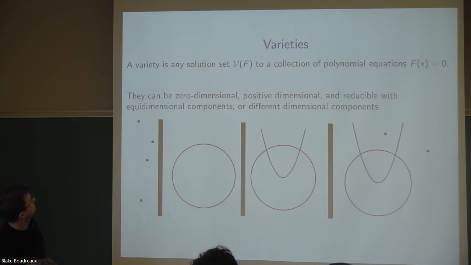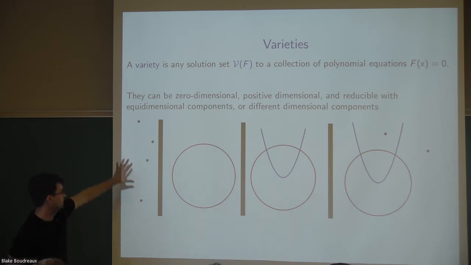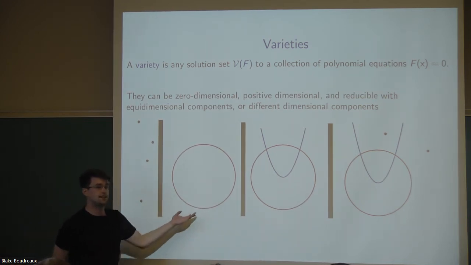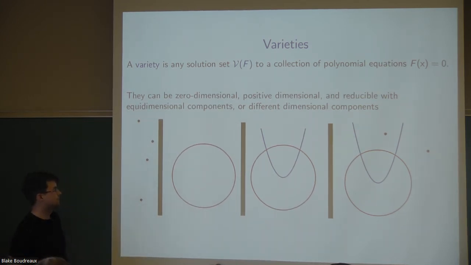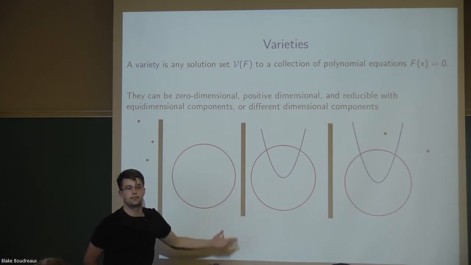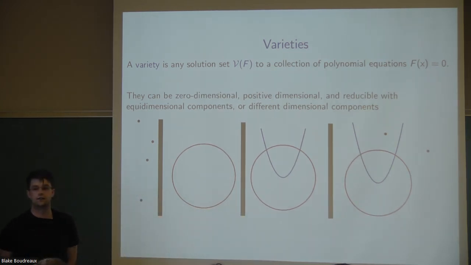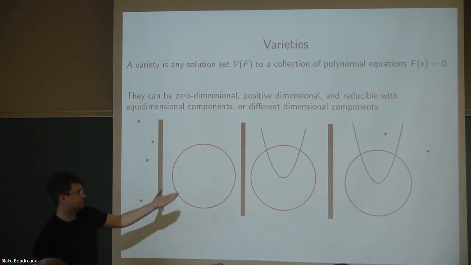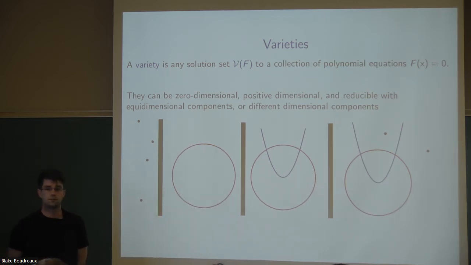First, let me just point out that a variety is any solution set to a bunch of polynomial equations for me. And they can be 0-dimensional, like these 4 points. They can be positive dimensional, like the solution set to x squared plus y squared minus 1 equals 0. They can have different components. So here, you have a circle and a parabola. Both are varieties in their own right. And you could have a polynomial system whose 0 set is the union of these two. Just multiply their equations together.